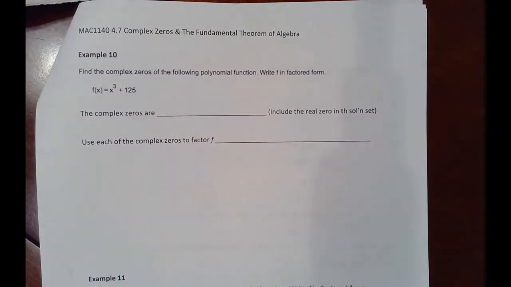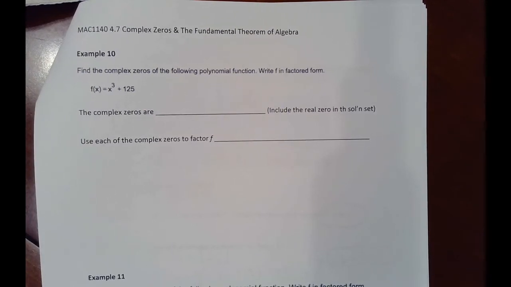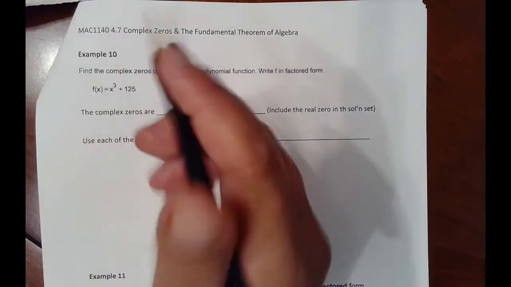Okay, moving on to number 10. Find the complex zeros of the following polynomial function, and then write the function in factored form. Okay, you can start the factoring process. Again, this particular factoring algorithm, how to factor the sum of cubes, that was in the appendices that we started the course with, the review work.